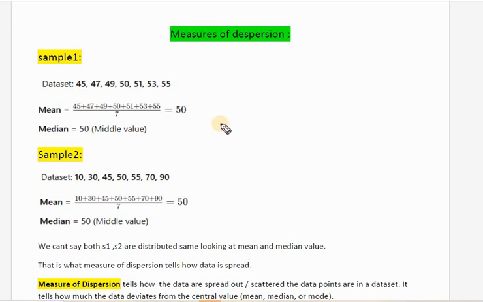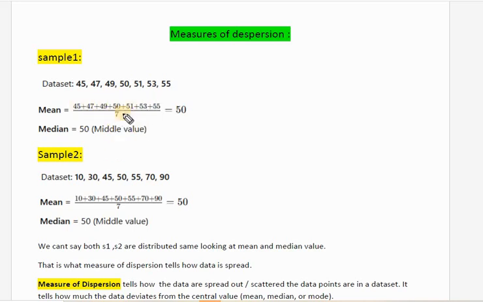Hi friends, in this video we will see the concept of measures of dispersion. Let's take two samples. These are the data sets, sample 1 and sample 2. Let's calculate the mean and median for it. We have got the same mean and median. It means both of the data sets are similarly distributed.